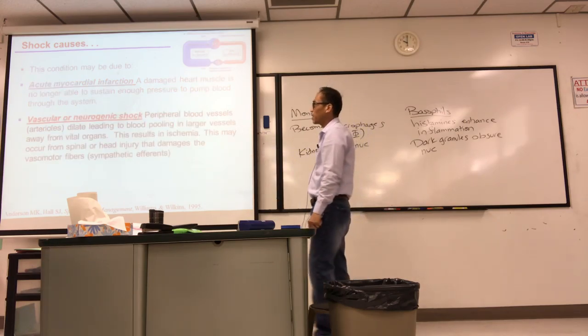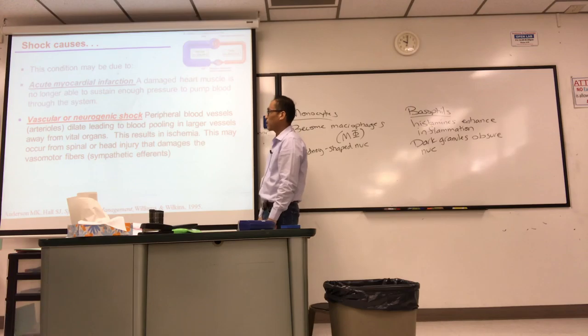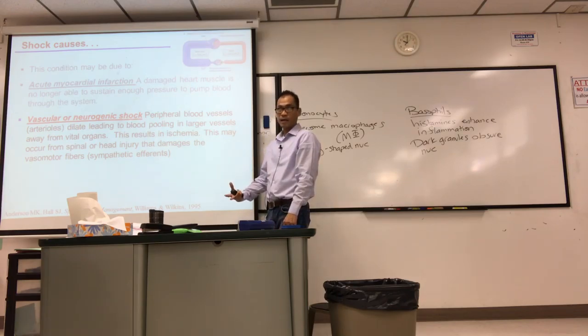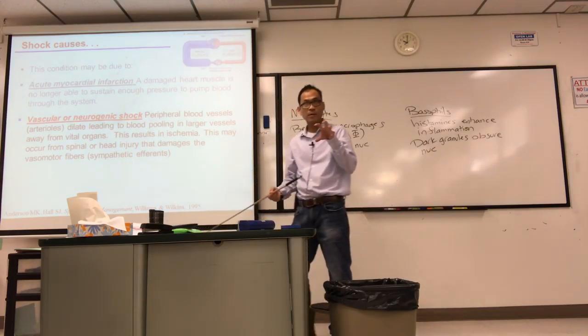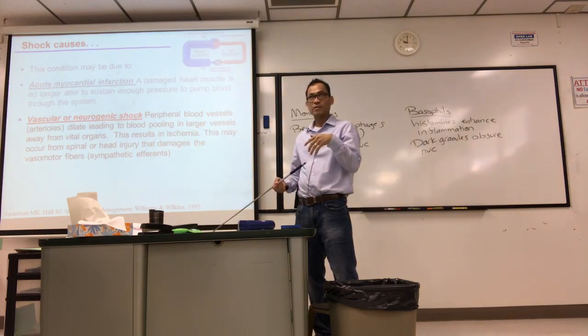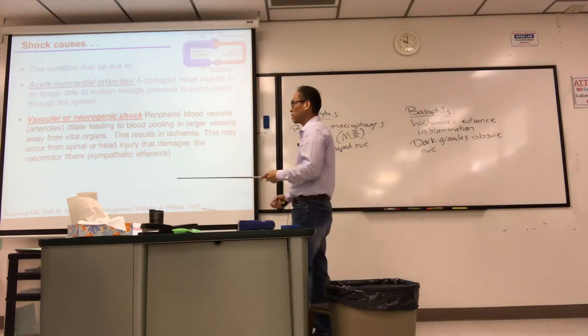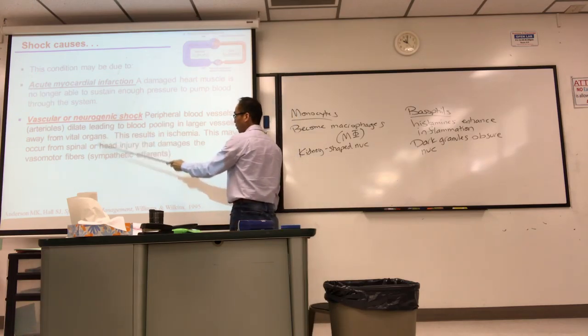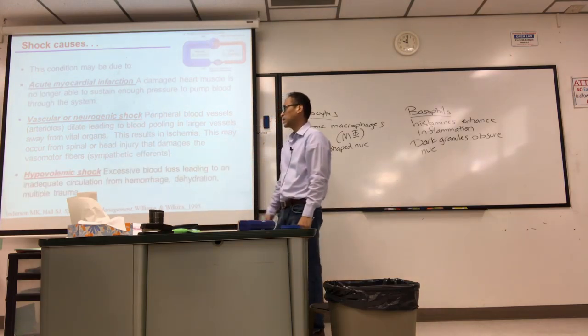Neurogenic shock, peripheral blood vessels dilate. I think that was another test question, right? Because you can't constrict. So the default is to dilate. Let's remember the sympathetic tone. Blood vessels only have sympathetic inputs. So if the sympathetics are gone, the default is to dilate. So that way, all the blood is going to leave the arteries and pool in large veins away from vital organs. That can cause shock.